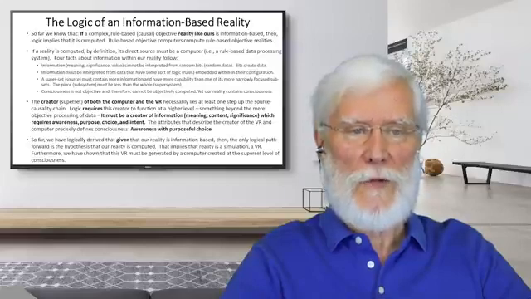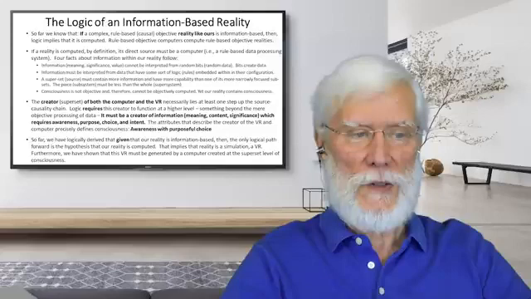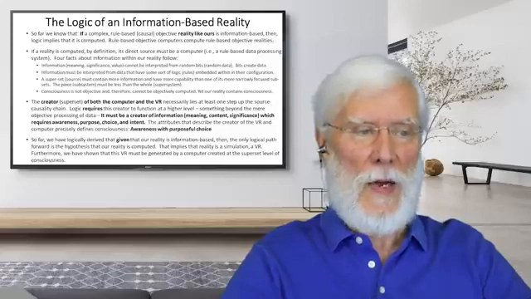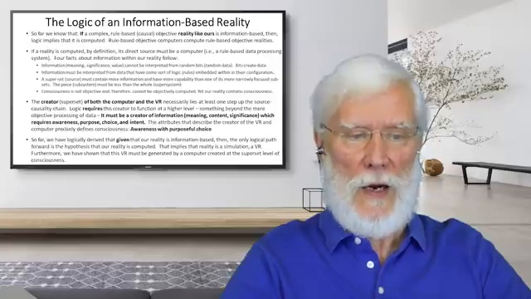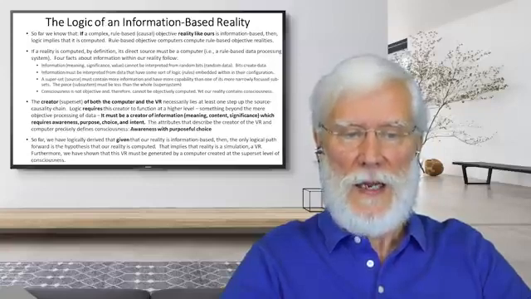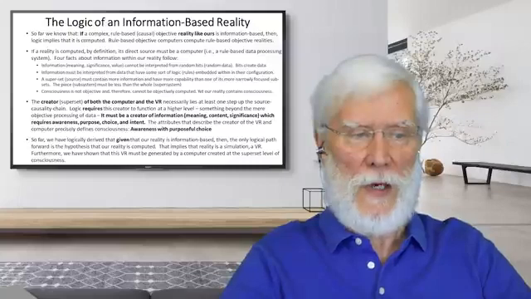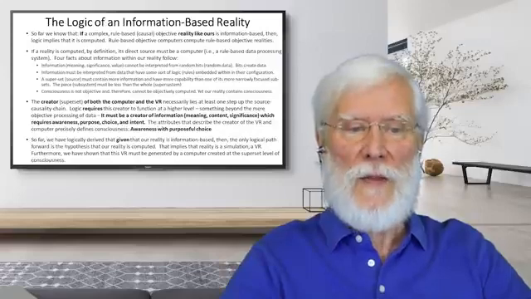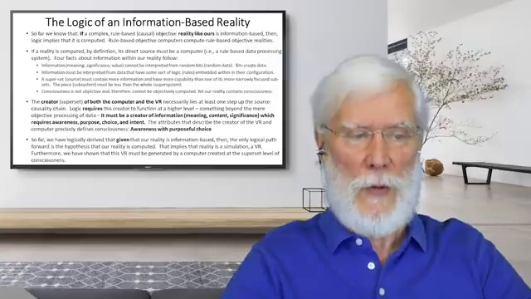Remember I said rule-based objective computers compute rule-based objective realities. Consciousness is not objective. All right, now we come to the next major logical point. The creator or superset of both the computer and the VR necessarily lies at least one step up the source causality chain, right? The creator is the superset. It creates something that's lesser than itself, a subset. So the creator of both the computer and the virtual reality has to be one step up the source causality chain from just the computer and the virtual reality that's computed.